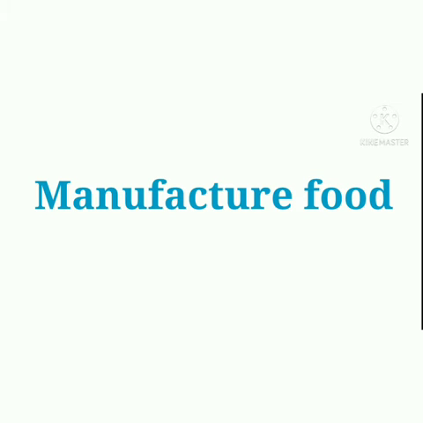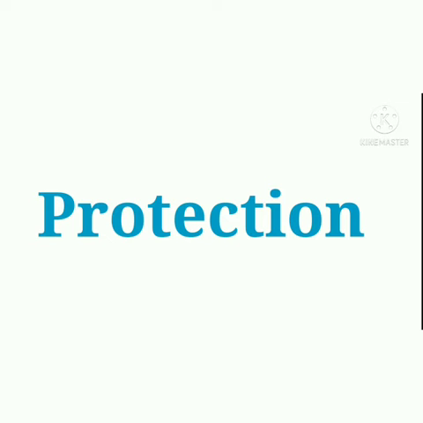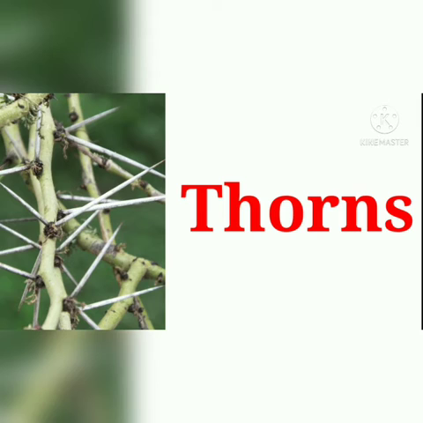Manufactured food. Cladodes. Stems of plants such as the prickly pear have flattened leaf-like stems called cladodes to carry out photosynthesis and to store water. Protection. Thorns. Thorns are woody and pointed structures. Thorns of acacia protect it from grazing animals.